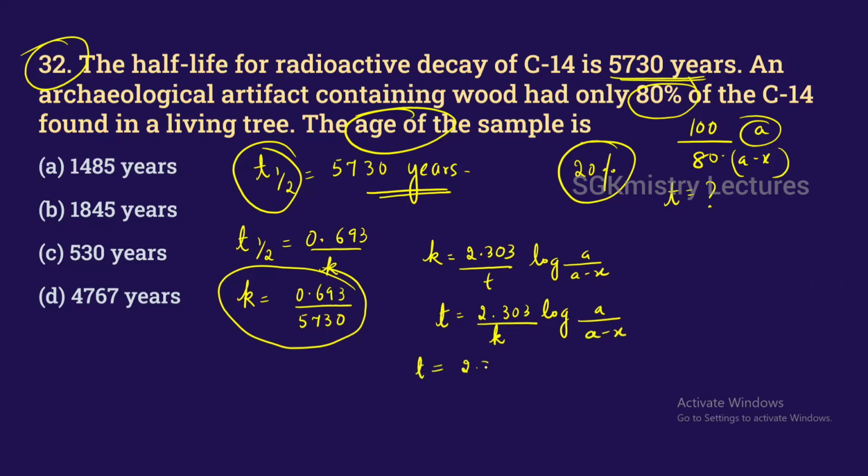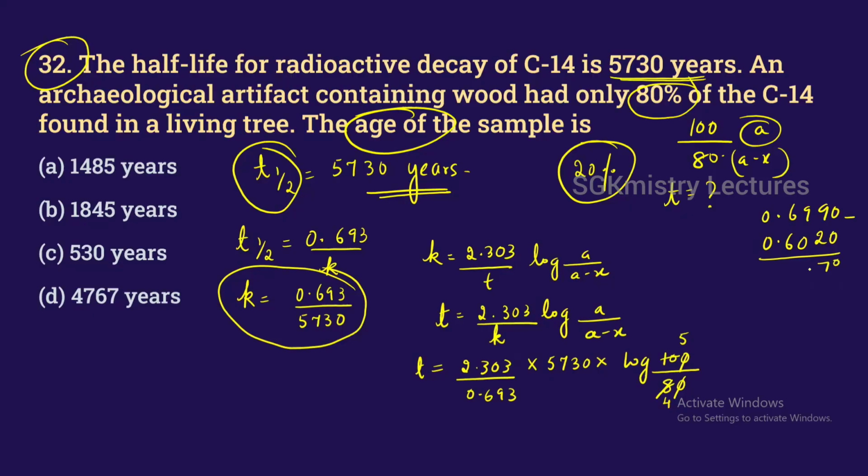So T is equal to 2.303 by K. Now K can be written as 0.693 divided by 5730. So it will go to the numerator: 5730 into log of A, which is 100, over A minus X, which as I already told is 80. So cancel, 4s are 5. So log 5 minus log 4: log 5 is 0.6990, log 4 is 0.60207. Okay, 0.097. So do the simplification now.